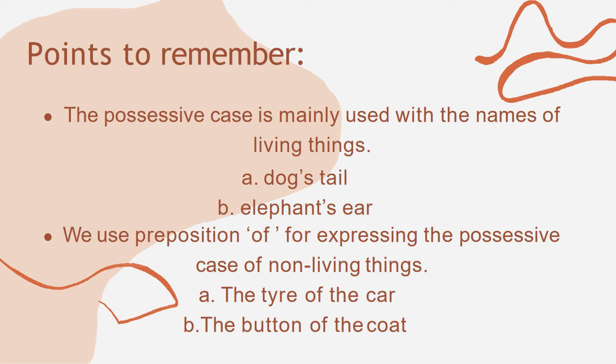Here, in the first case, the noun is the car. So we will write the tire of the car. Similarly, the second one is the button of the coat. Here, the noun is the coat. So we will write the button of the coat. Let's see the next slide.